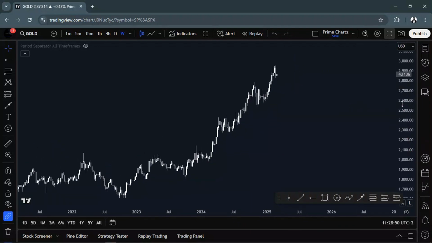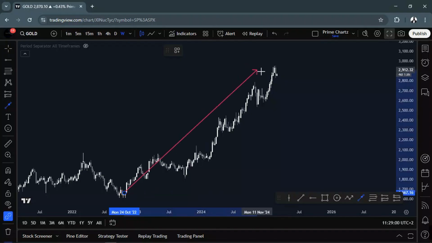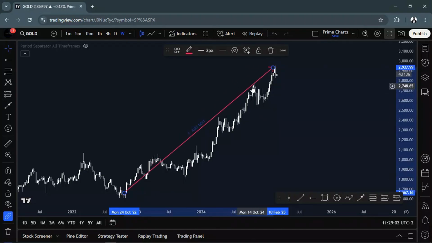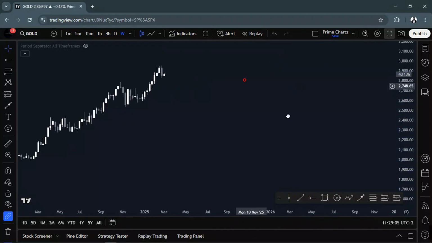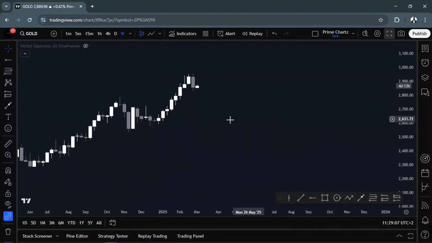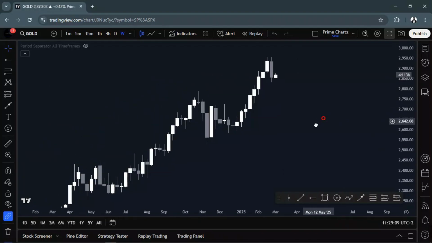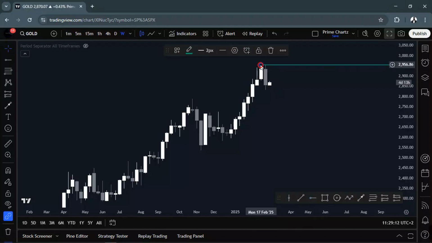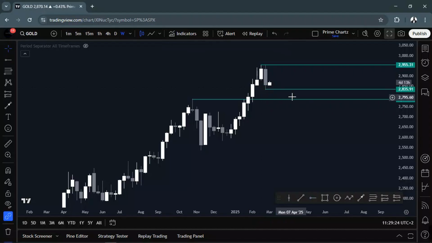Alright, so the first thing that we notice here is that price is in a very strong bullish trend. We can clearly see. So the next thing that we need to do is to draw the most obvious lines. We see an obvious line right there. Again, price rejected from here, and we have the low of this candlestick here.